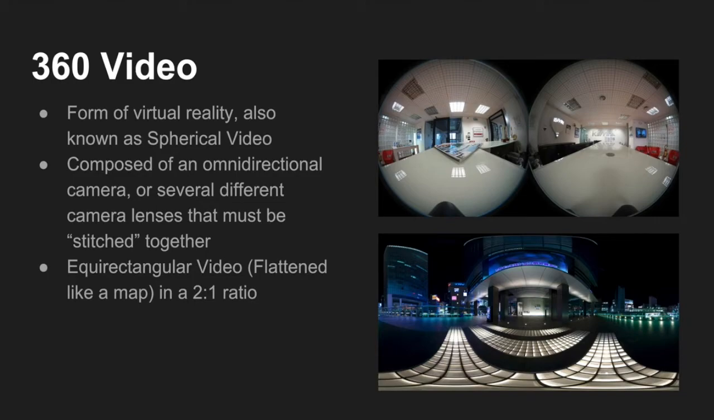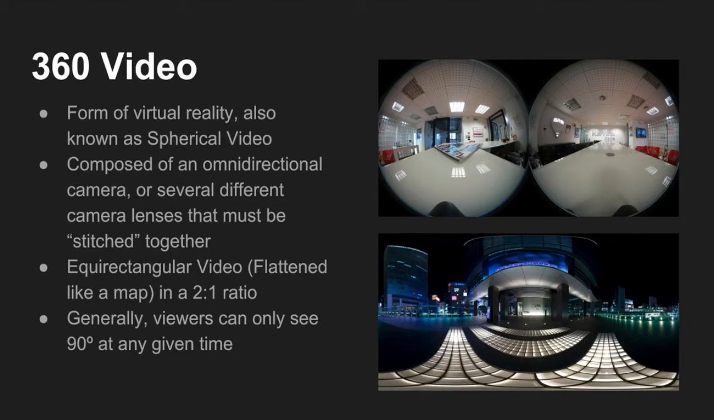Then you can bring that clip into Adobe Premiere or into Final Cut Pro and edit it just like you would any other video. And generally, when you're talking about 360 video, a viewer will only see 90 degrees at any given time because that's really all that they're able to do in their peripheral vision. And so you have to kind of keep that in mind when you're filming, and I'll go over some tips in the next video.